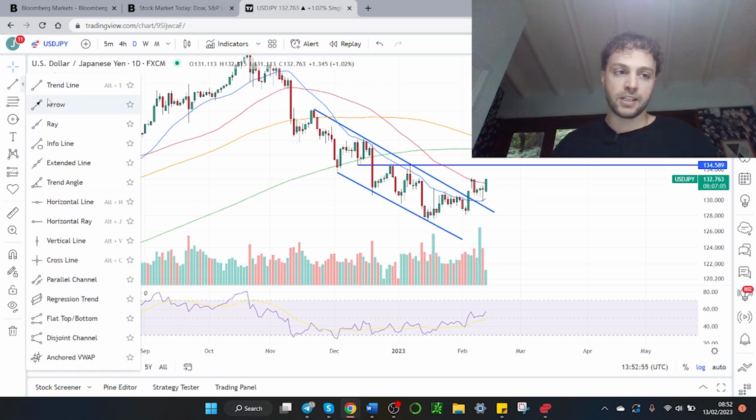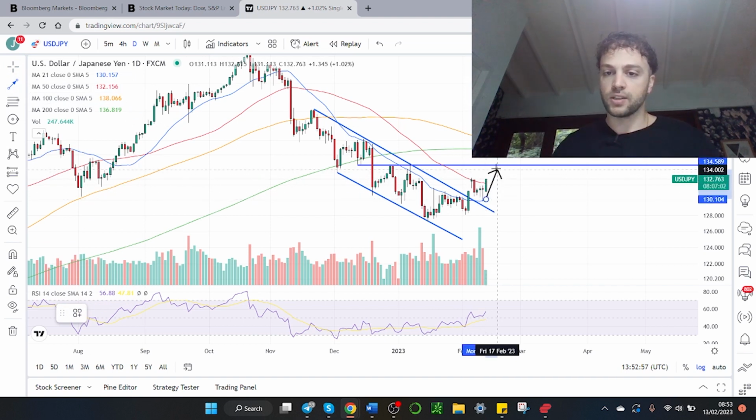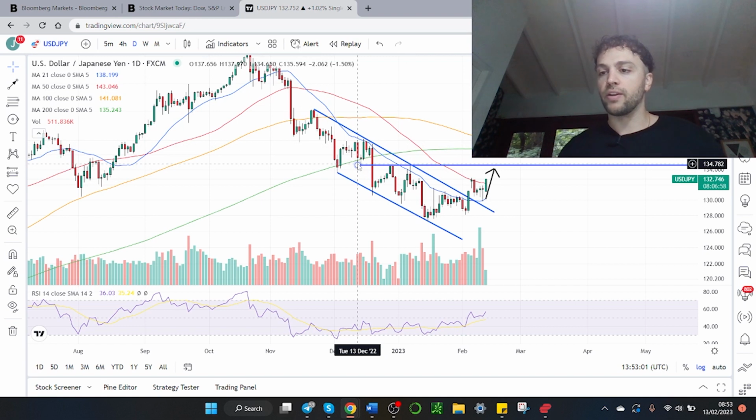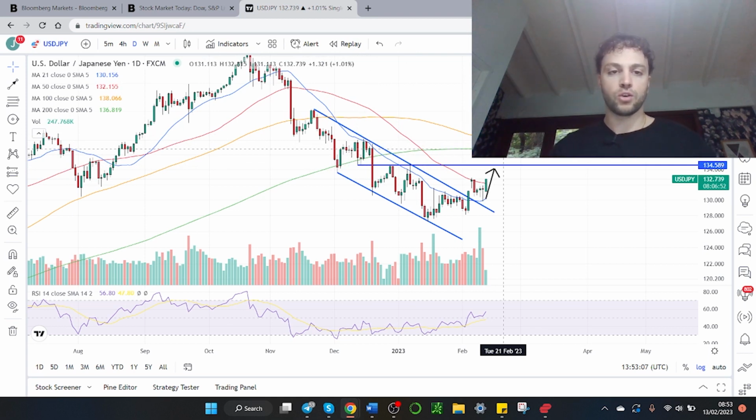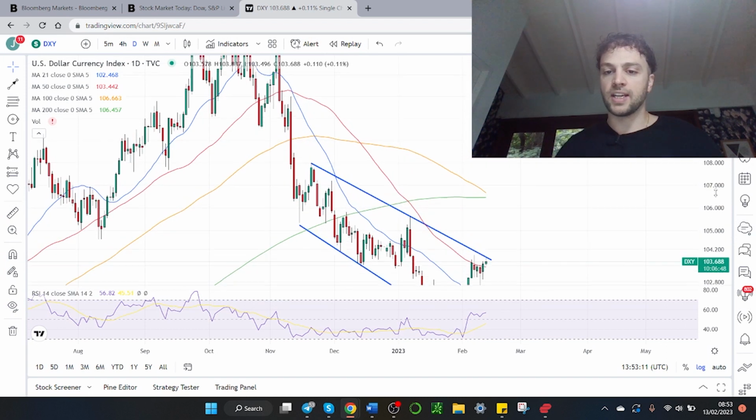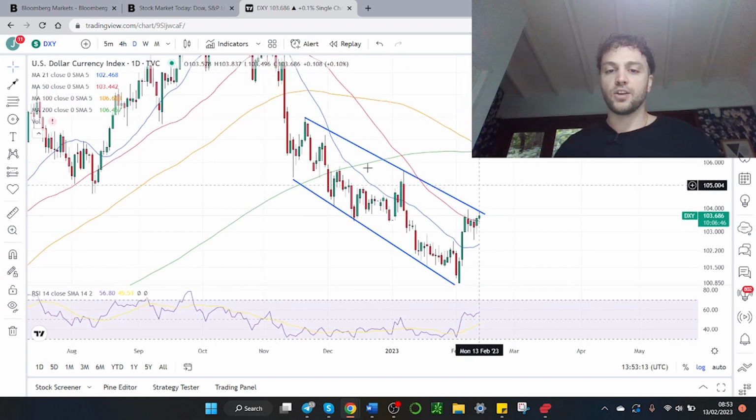I mean, technically speaking, everything very much pointing towards a test of this support turned resistance area at 134.70 or 134.80 sort of area up here. That's where I'm expecting this pair to go in the short term. And if that happens, if the 2 year keeps moving higher, then you're going to probably see the Dixie break higher as well.